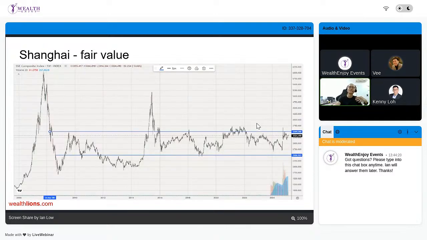Shanghai. This is Shanghai over the years. To keep things simple, I have drawn some lines. Shanghai to me is fair value, because it's close to my higher point. For me to buy now, I can buy, but to me it's fair value. But I prefer last year. At the start of last year, it was lower. It was here. So somewhere here is definitely a buy. Somewhere here is not really a buy.